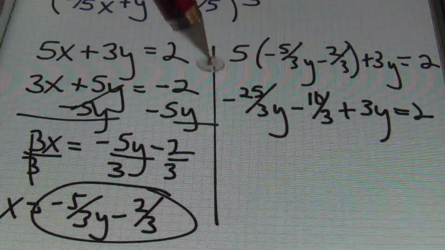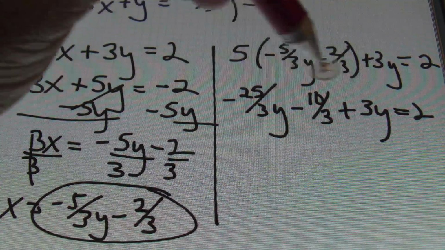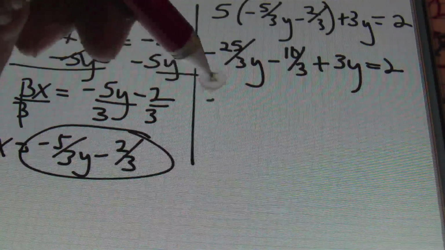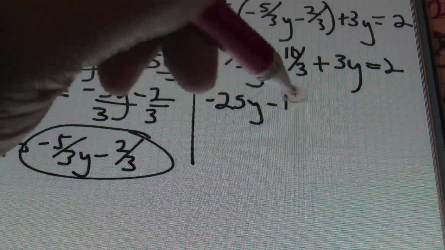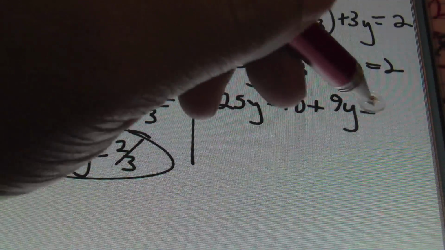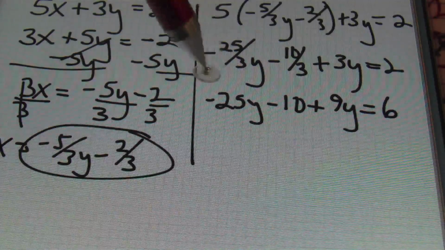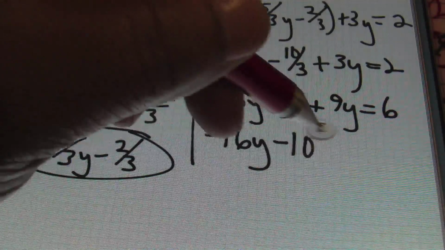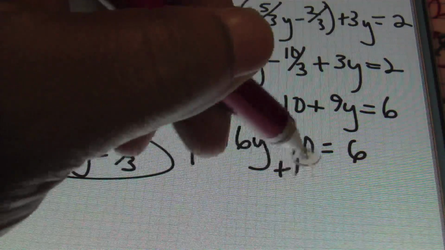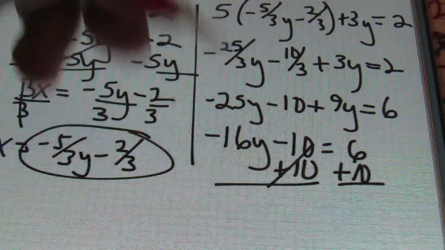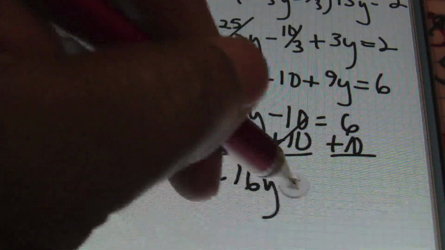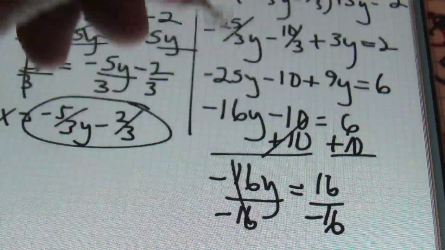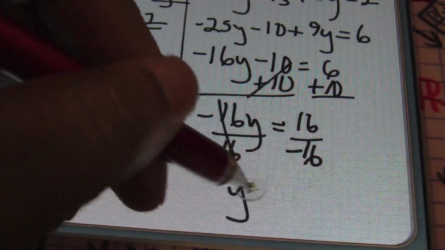If you want to get rid of these fractions, which I really do, go ahead and multiply the entire equation by 3. Okay? Multiplying the entire equation by 3, you'll end up with negative 25y minus 10 plus 9y equals 6. Combining the negative 25y and the positive 9y, you'll have negative 16y minus 10 equals 6. Then I'll add 10 to both sides. This gives you negative 16y equals 16, and we'll divide both sides by negative 16. So what you'll end up with now is y equals negative 1.